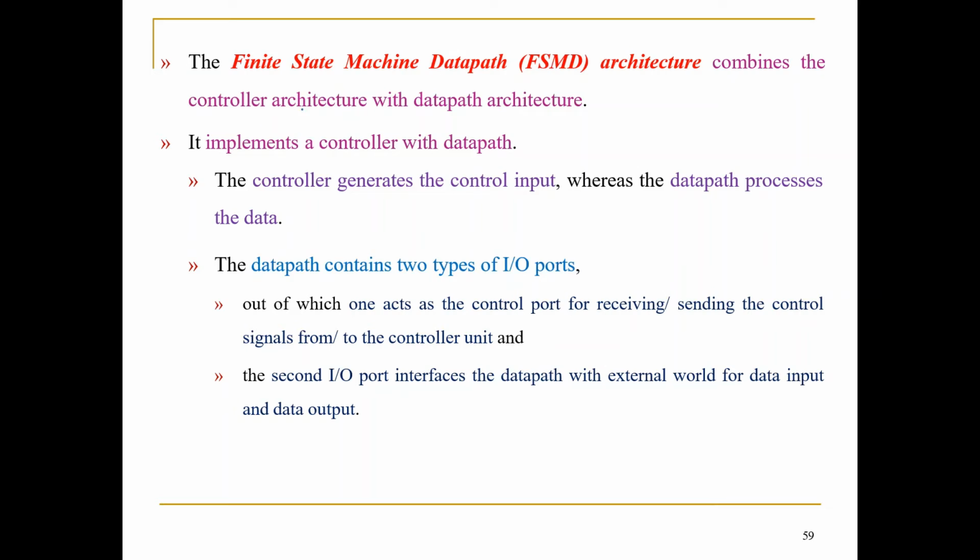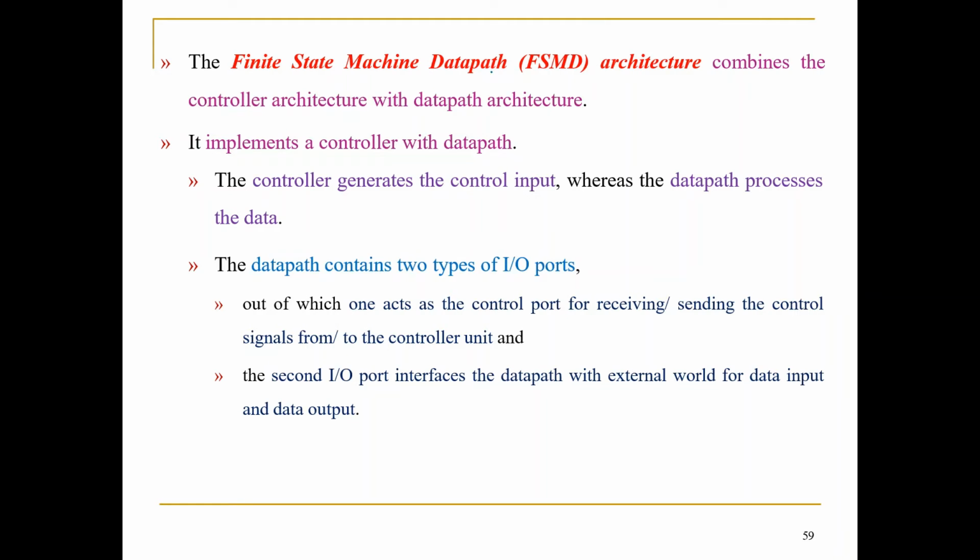It actually consists of a control architecture and the data path architecture. The controller architecture will be generating the control unit, whereas the data path will be processing the data. The data path contains 2 types of input ports, out of which one acts as a control port and the second acts as an input output port for the data to flow inside. If you combine the first and second one together, you get something called a finite state machine data path.